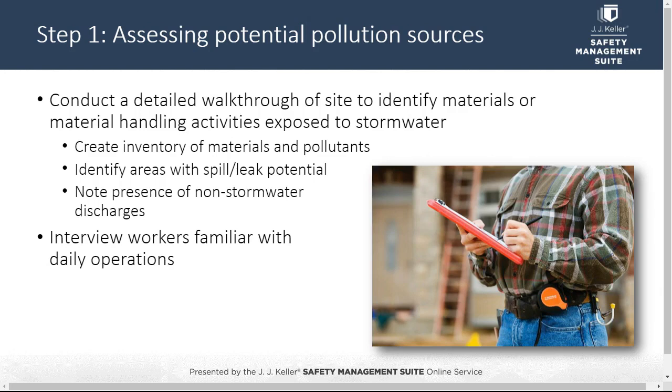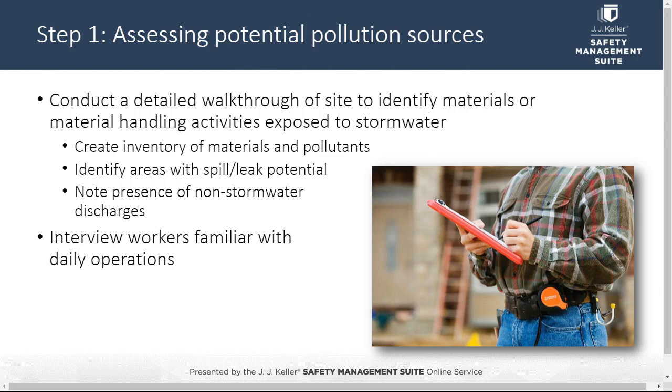For an industrial site, EPA defines the industrial materials and material handling activities you should be looking for. Now, the agency says, and I quote, "Industrial materials or activities include, but are not limited to, material handling equipment or activities, industrial machinery, raw materials, intermediate products, byproducts, final products, or waste products. Material handling activities include storage, loading and unloading, transportation, or conveyance of any raw materials, intermediate product, final product, or waste product," end quote. If you can't remember all of that, this definition can be found in 40 CFR 122.26, paragraph G.